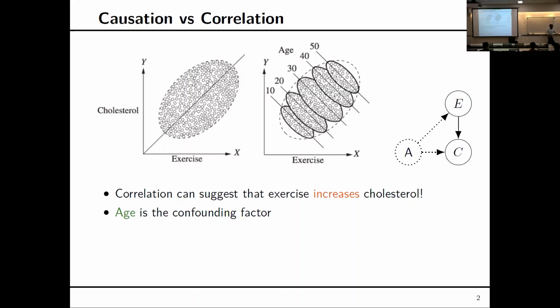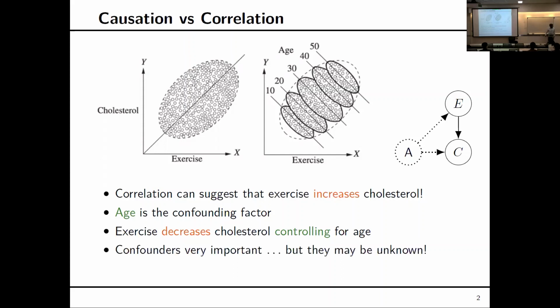So not knowing the confounder ends up causing a fair bit of problem. Exercise decreases cholesterol controlling for age, but if you remove this control, it has a problem. So confounders are very important. In this particular case, we happen to be in a very fortunate situation of knowing exactly what the confounder was, and once you control for the confounder, life is good. But in many situations, they may be unknown.